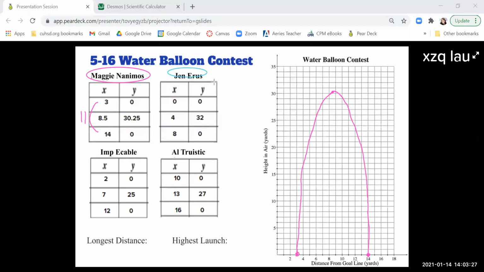All right, now I'm going for Jen. Jen in blue. Okay, 0, 0. Now to 8, 0. So from 0 to 8, her horizontal distance is just 8 yards. Let's see, 4, 32 in the middle. But she did actually beat out Maggie for height at 32.